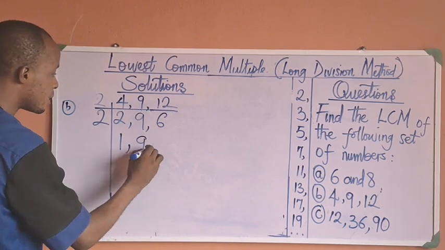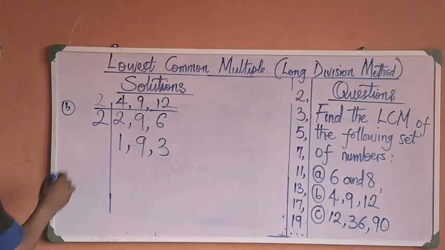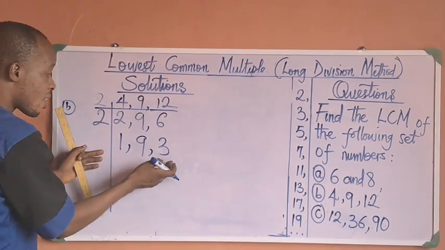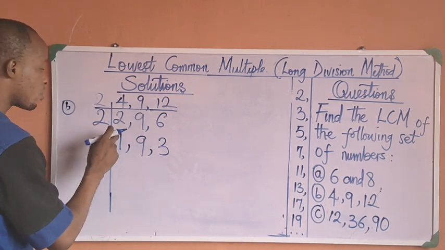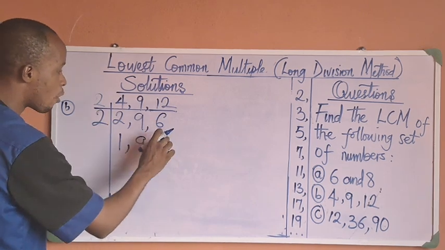So we repeat the 9. 2 will divide 6 3 times. Okay. Can 2, being the prime factor we are using, still divide the answer without a remainder? The answer is no. 2 cannot divide 1. If 2 divides 9, there will be a remainder. If 2 divides 3, there will be a remainder.